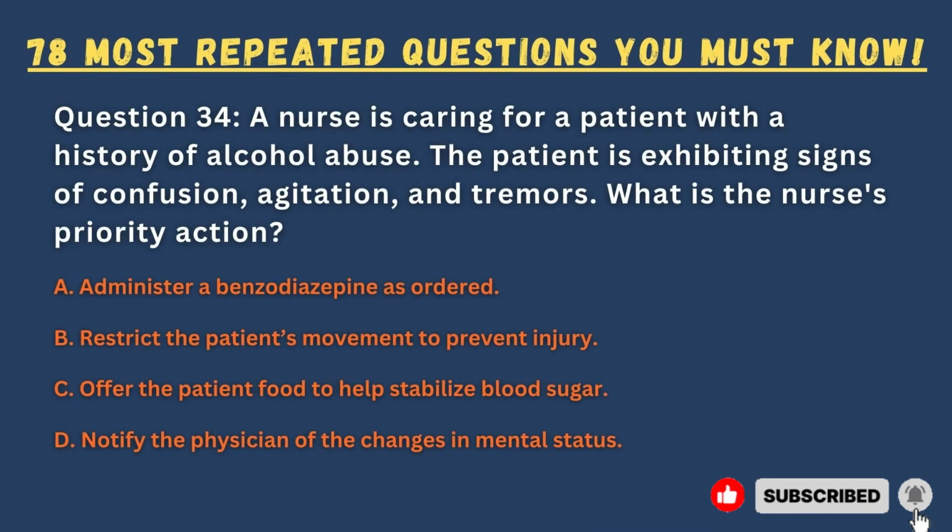Question 34. A nurse is caring for a patient with a history of alcohol abuse. The patient is exhibiting signs of confusion, agitation, and tremors. What is the nurse's priority action? A. Administer a benzodiazepine as ordered. B. Restrict the patient's movement to prevent injury. C. Offer the patient food to help stabilize blood sugar. D. Notify the physician of the changes in mental status.